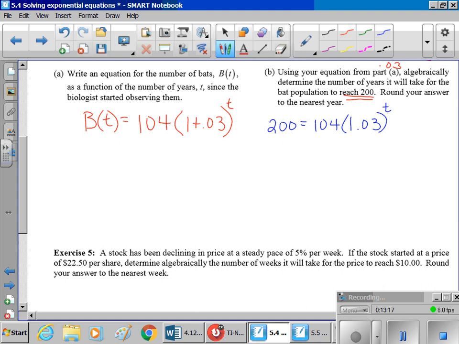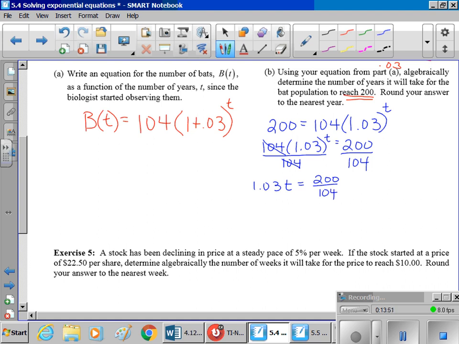And now we're going to solve that. And you know me, when I'm solving for t, I like it on the left side, so I'm going to flip-flop these. Doesn't matter how you do it. If you're comfortable working on the right, please feel free to do that. If we're solving for t, the first thing we have to do, before we even log it, is divide out the 104. So I get 1.03 to the t is equal to 200 over 104.